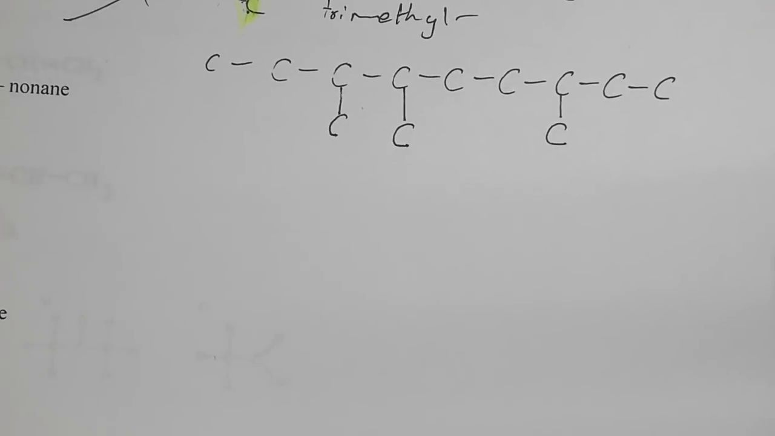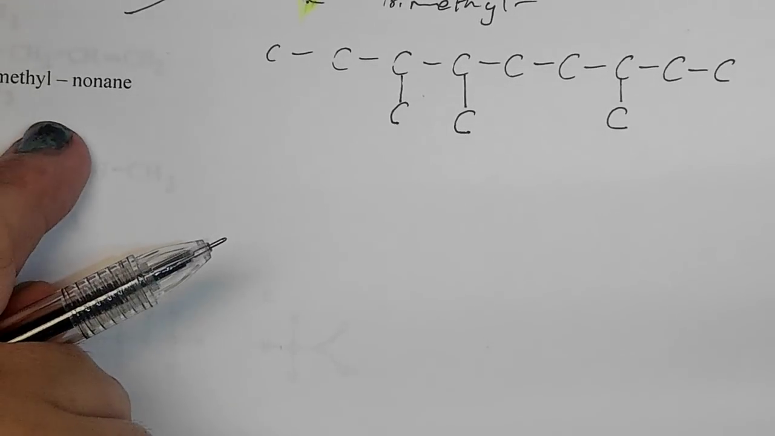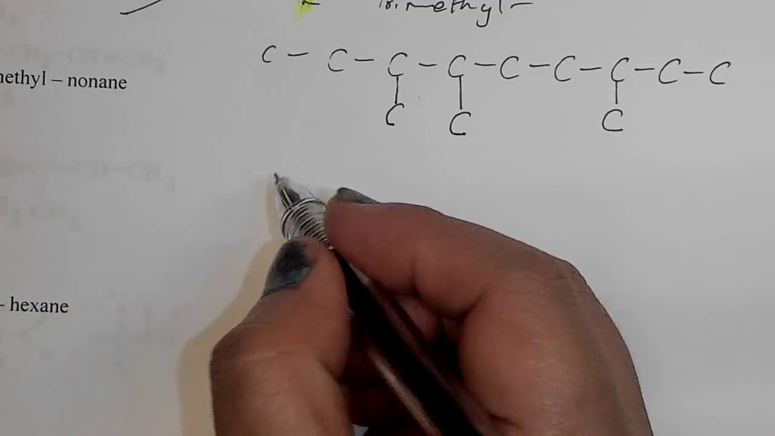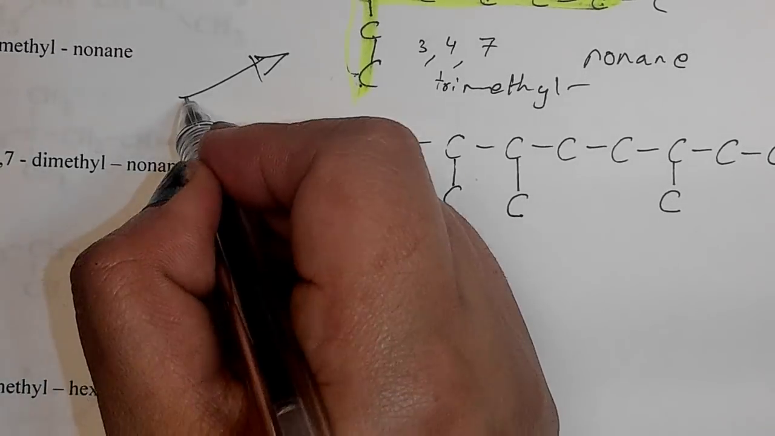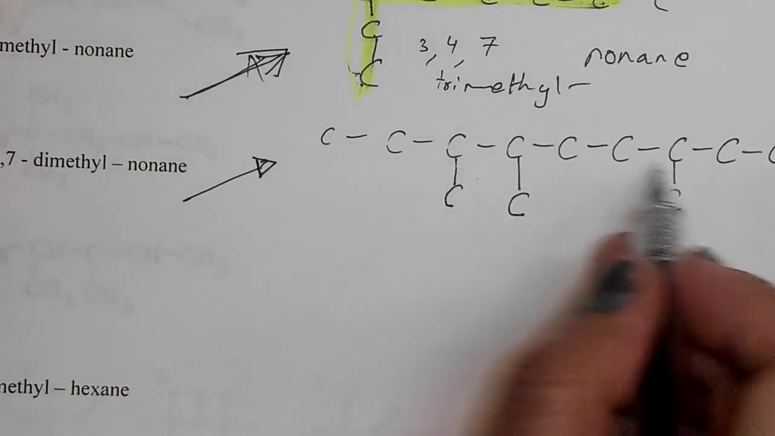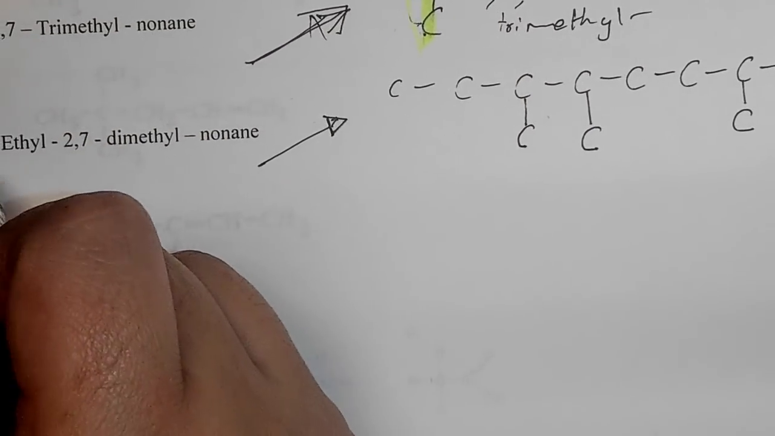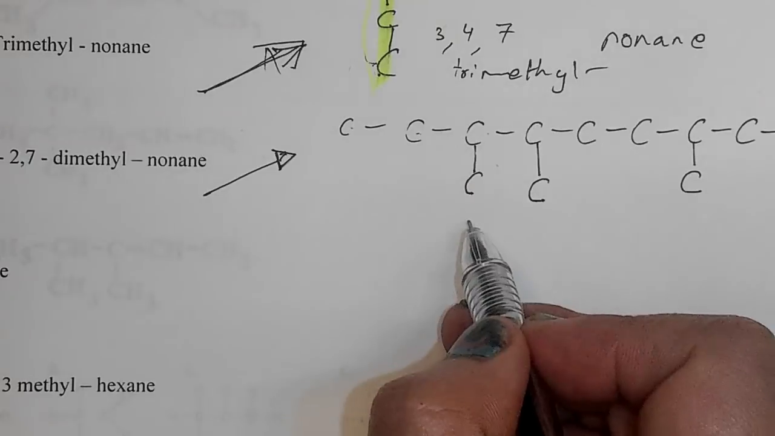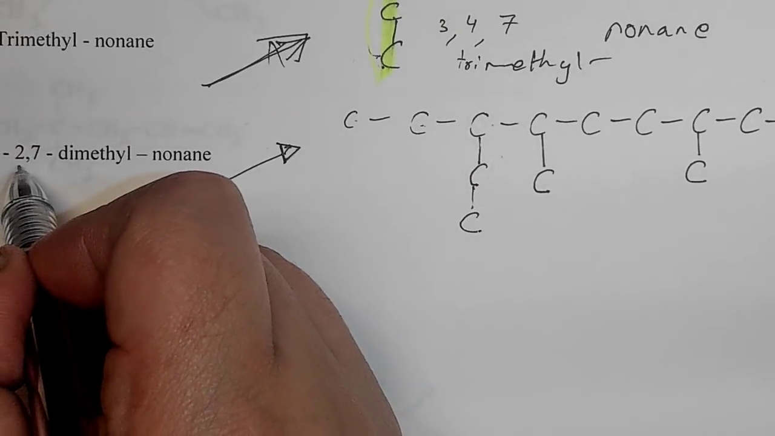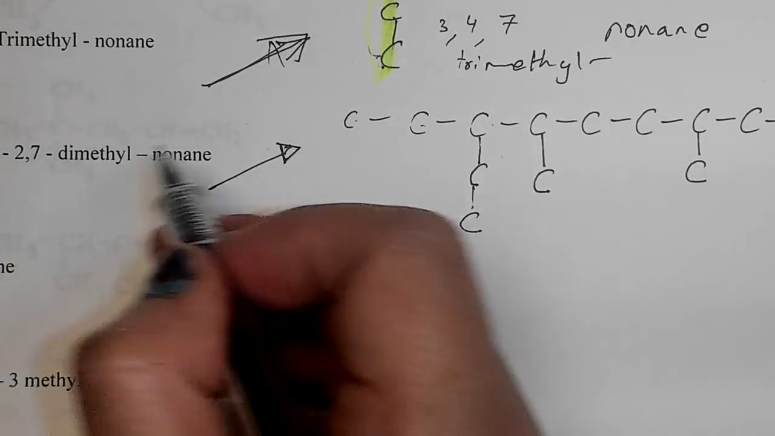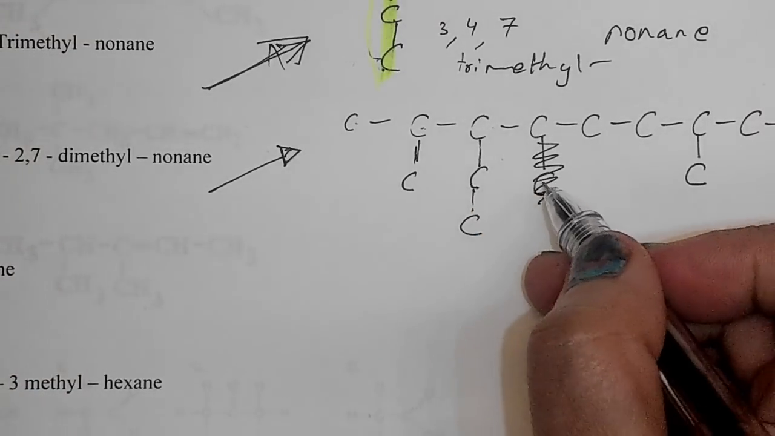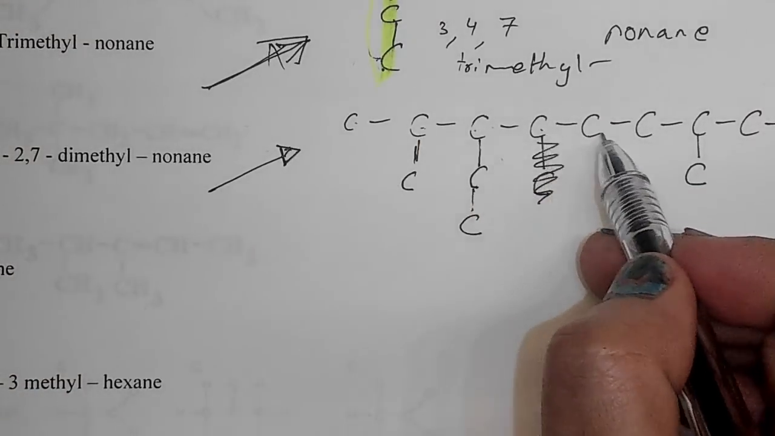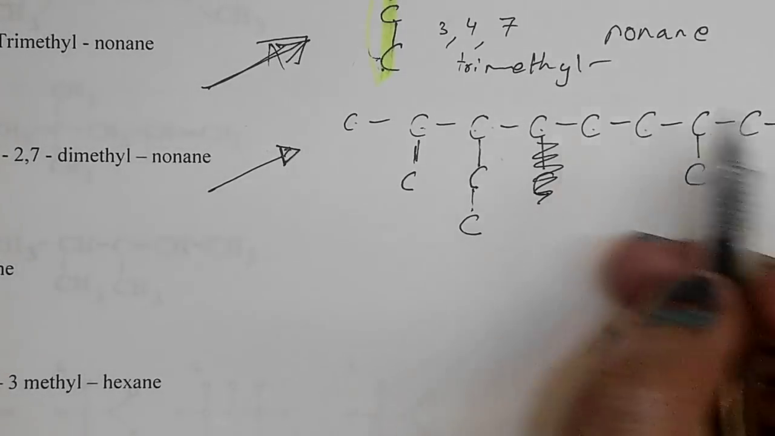All right, next one. Nonane again. Okay, I'm just gonna change that to this one, because it's already nonane, and I have 3-ethyl. So 1, 2, 3-ethyl, 2, 7-dimethyl. 2 is here. I'm gonna need to erase this. 7. Okay, 3, 4, 5, 6, 7, like that. That would be my answer.